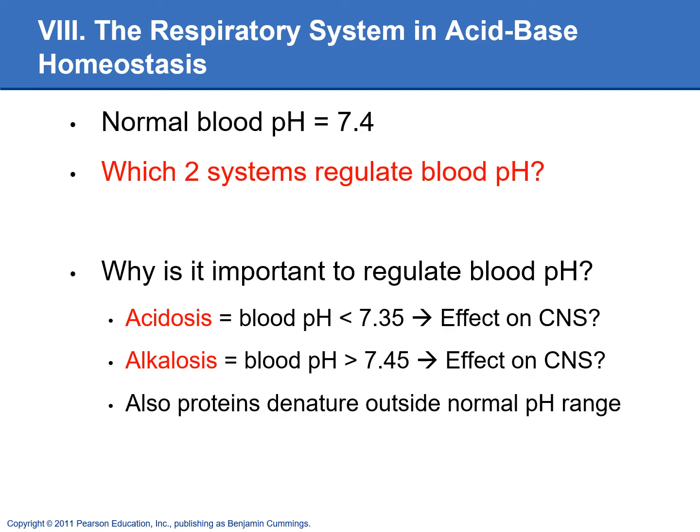The other important thing that happens when the blood pH is not in the normal range is that proteins in the body will also denature. Proteins have a lot of important functions in the body. They're enzymes, receptors, all kinds of things, and so that's going to kill you as well.